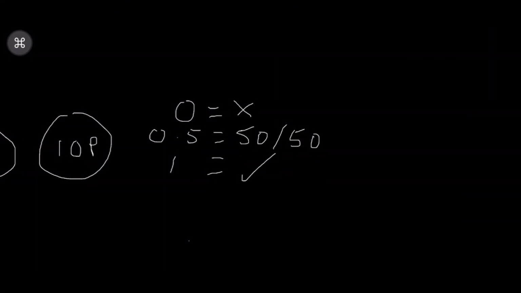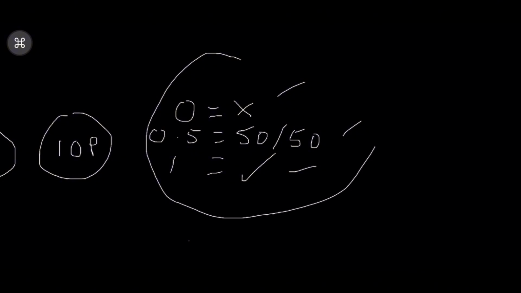Let's talk about the probability scale. It looks like this. 0 equals impossible, 0.5 equally likely, and 1 equals certain. This scale is used a lot when questions ask you to place events or compare likelihoods.